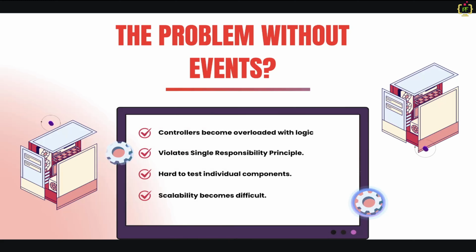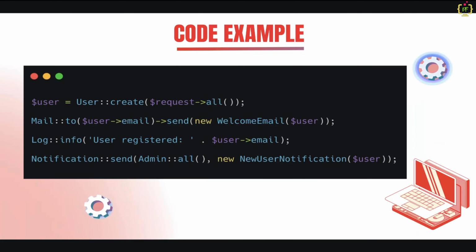If you take a look at this code example, in the first line we are taking form request data and creating a user. Next, we are sending a welcome email to that newly created user. Further, we are logging an activity for the newly registered user. And lastly, we are sending a notification to all the admins for that newly created user. This code will work, but if you notice, your controller is doing too much. Here this controller is totally overloaded with multiple functionalities together.